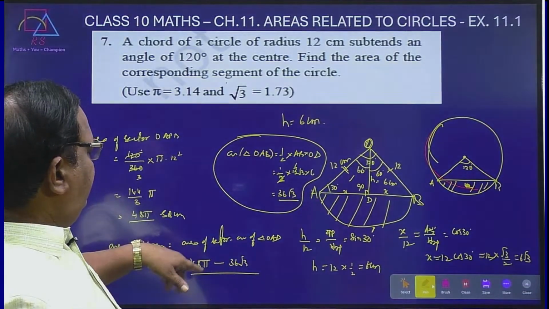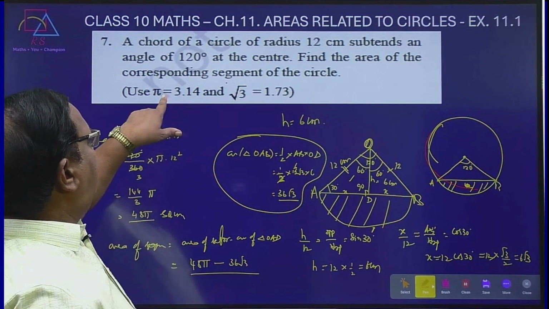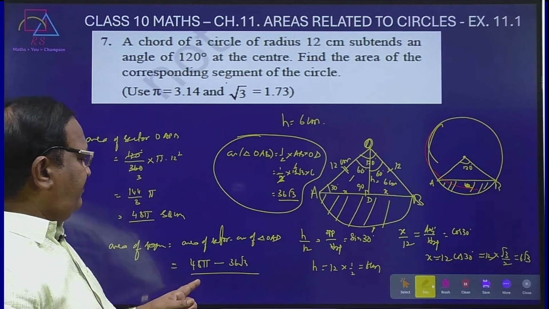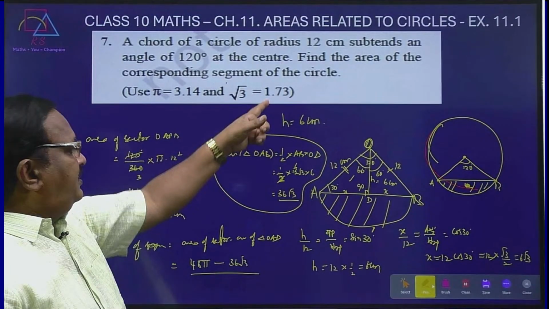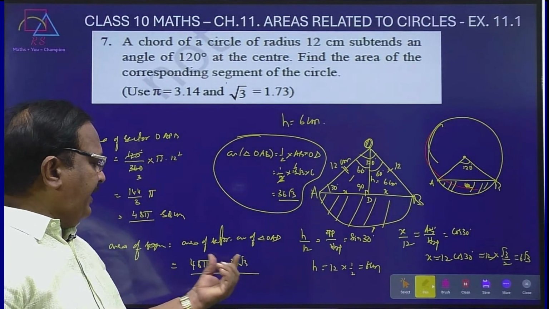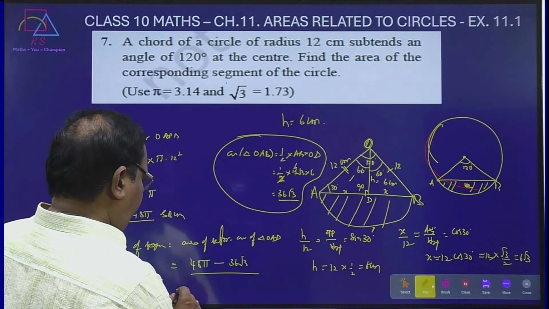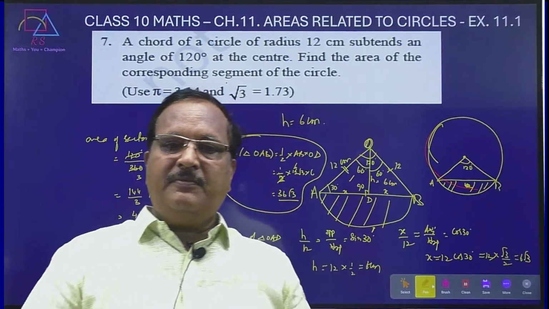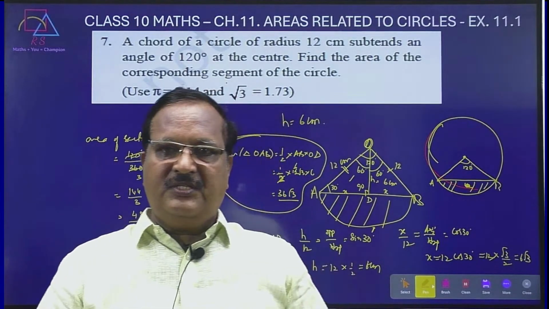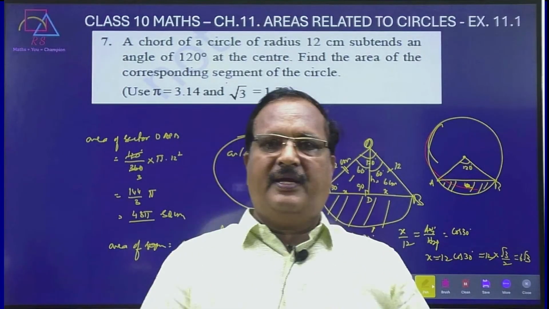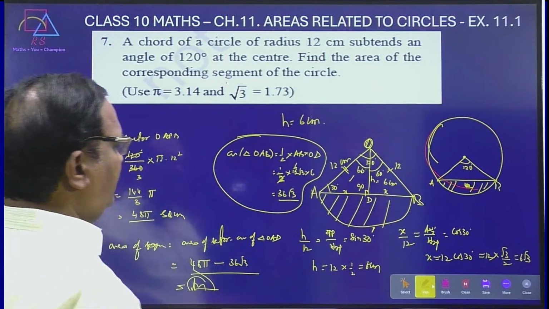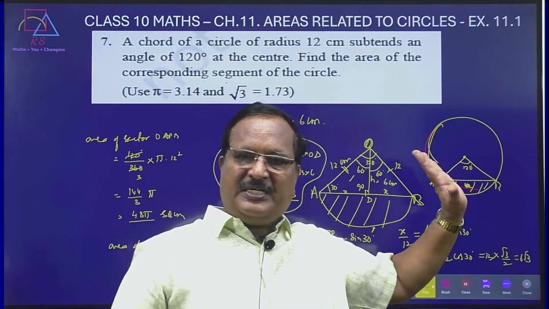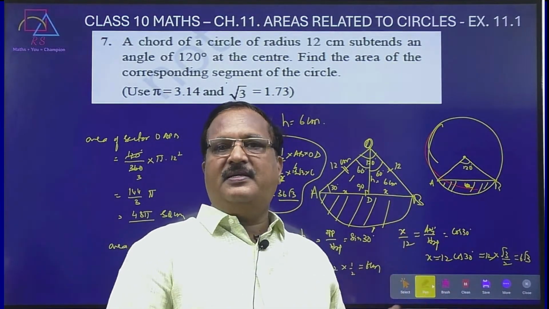I did not write the pi value. He has given pi is equal to 3.14. Finally, you can put the values: 48 into 3.14, root 3 is 1.732, 36 into 1.732, multiply and subtract. You will be getting the answer. Sometimes formulas may mislead you. If you just miss out any one step, any one mistake, then the whole problem will go. It's fine, no problem. So this is a typical special question where trigonometry is involved.